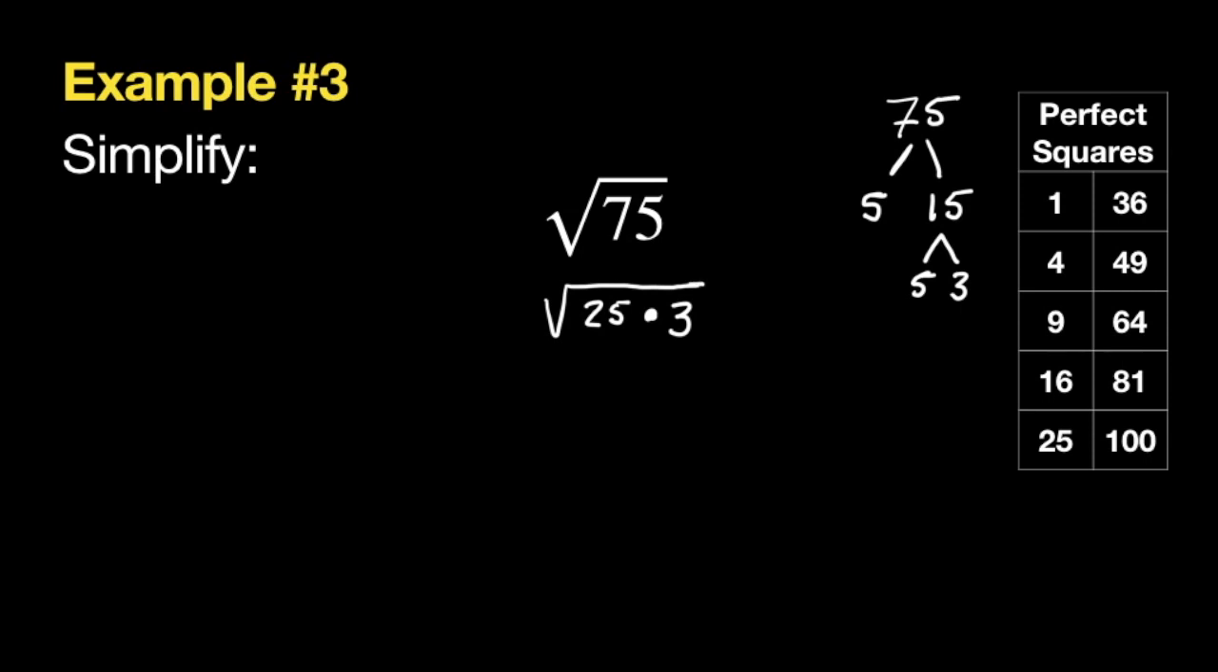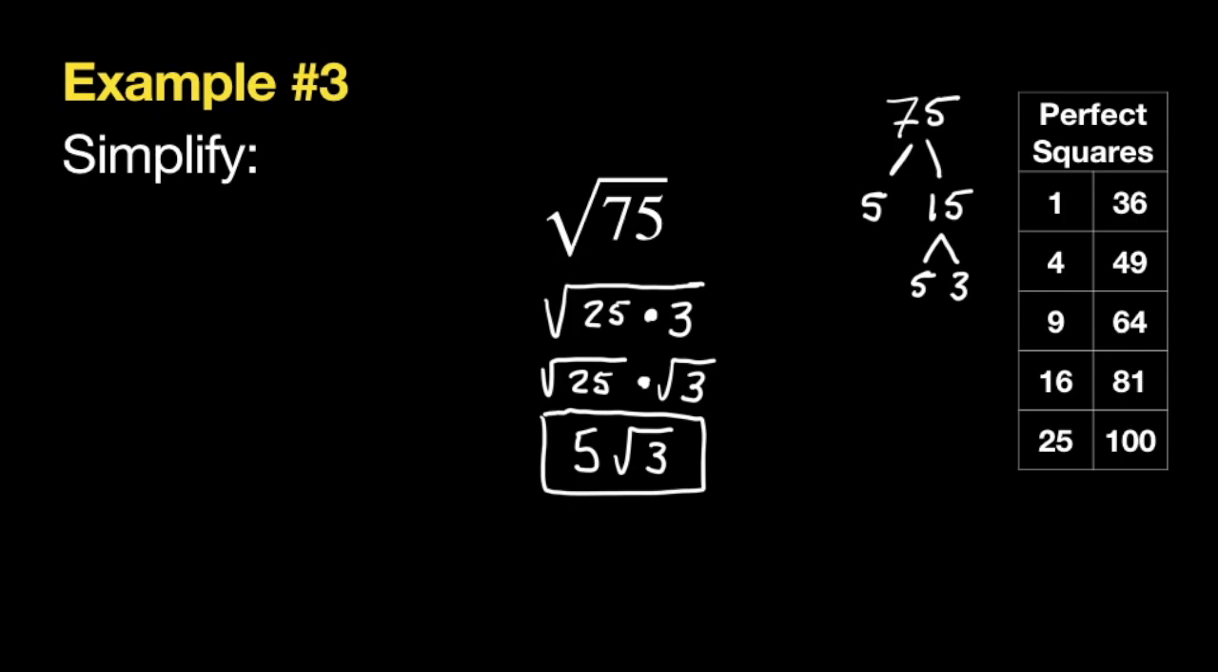We know that 25 does have a perfect square. So I'm going to split this into 2: the square root of 25 times the square root of 3. So the square root of 25 is 5. So we just write 5. And the square root of 3, well, 3 doesn't have a square root. So we're just going to write square root of 3. And that will be your answer. Nothing more than that.